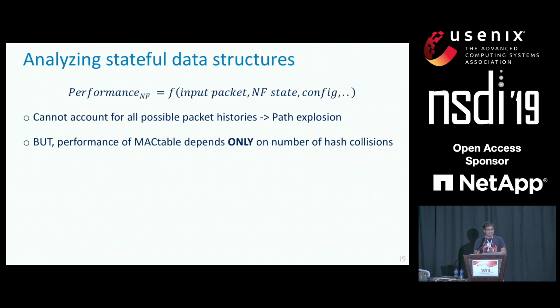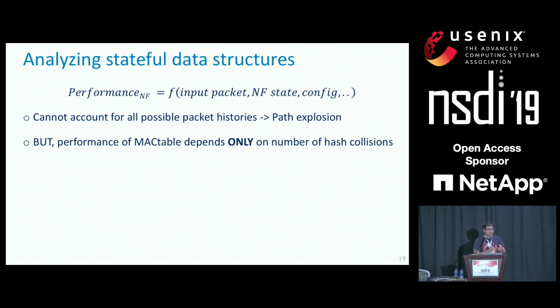So how do we analyze these stateful data structures? Now, you can think of the performance of the NF as being a function of the input packet, the NF state left behind by packets that came before, and other factors such as configuration and environment variables. And the reason this NF state, or these stateful data structures, are so hard to analyze is that it's infeasible to explicitly list every possible sequence of packets that came before. There are simply too many of them.